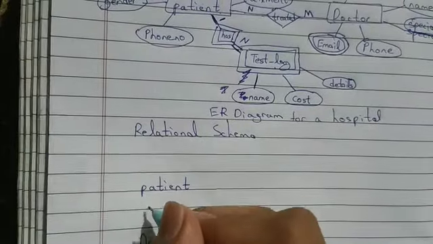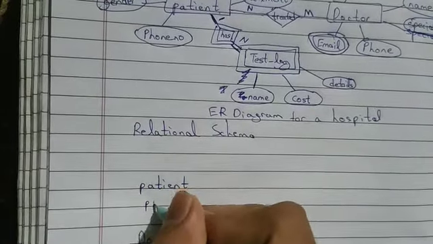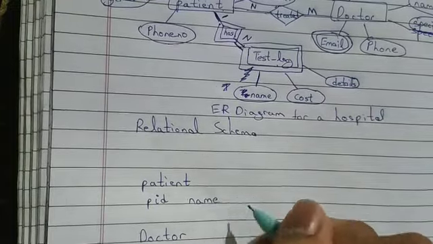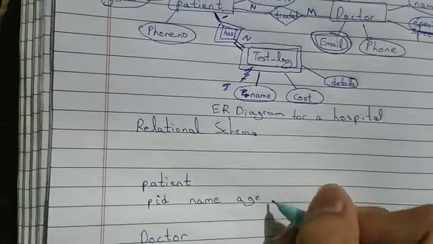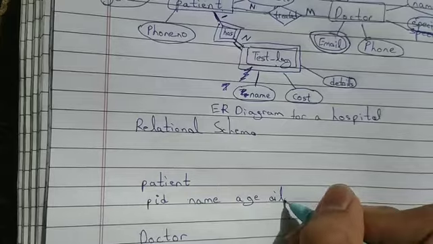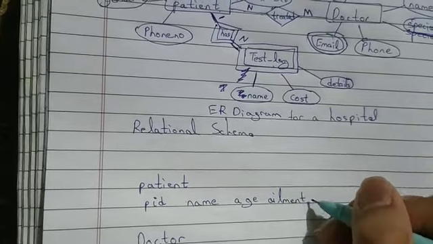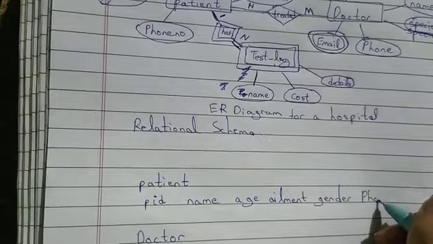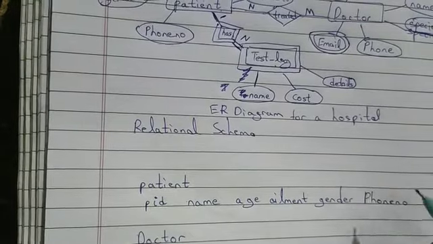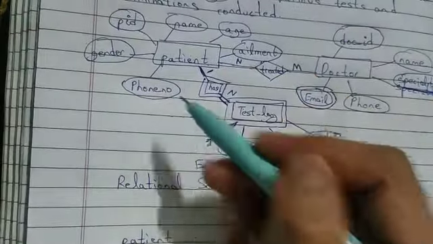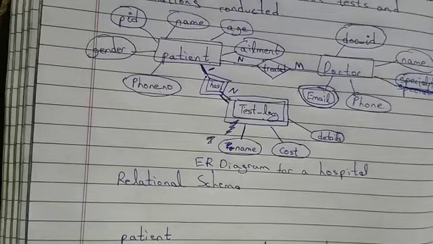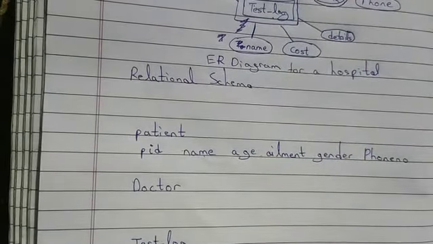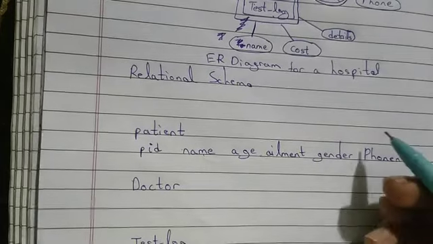In the patient table, we'll have the patient ID, the name of the patient, age of the patient, the ailment of the patient, gender, and phone number. That's the patient relation done.